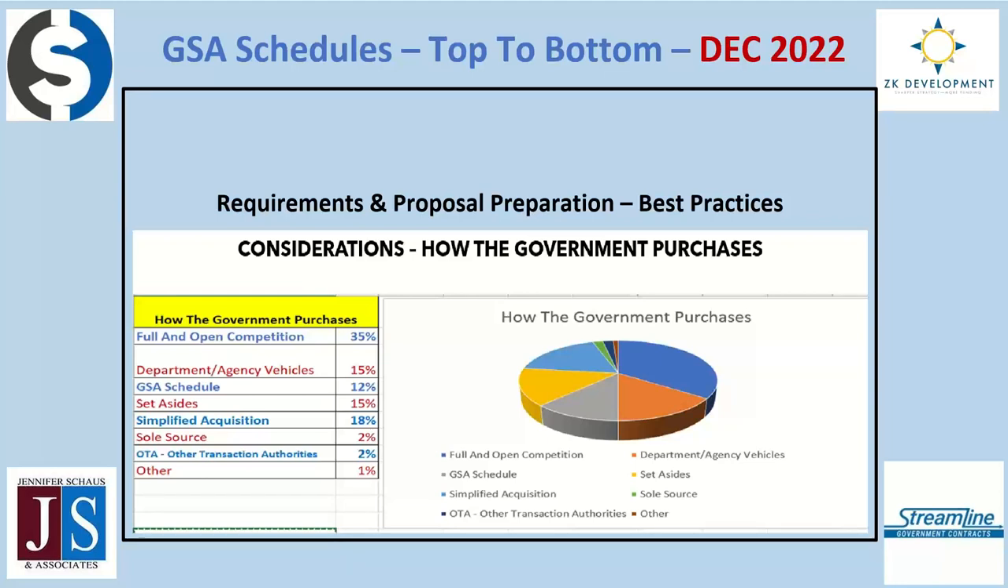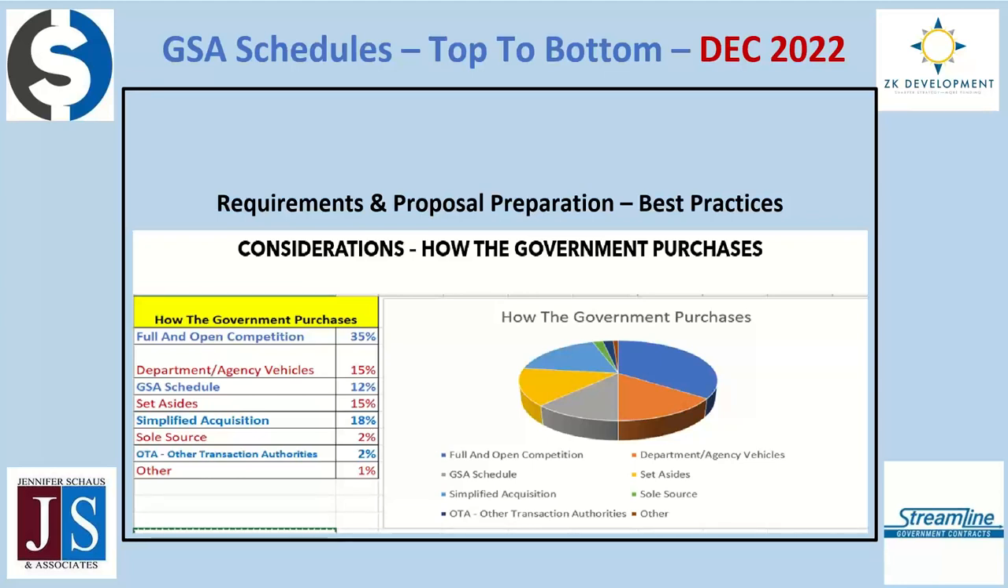Set-asides, we'll say roughly 15%. These are going to be the small women-owned, veteran-owned, HUBZone, 8(a) and all the other checkboxes. Simplified acquisitions, these are a contract vehicle for small businesses. Sole source, that there's only one entity out there on the planet that can provide that type of product, service, or software. OTAs, these are non-FAR, Federal Acquisition Regulation, contracts that are used only by specific departments. I think it's DOE, DOD, I would say DHS, and I think there is a part of DOT that can also use OTAs and others.